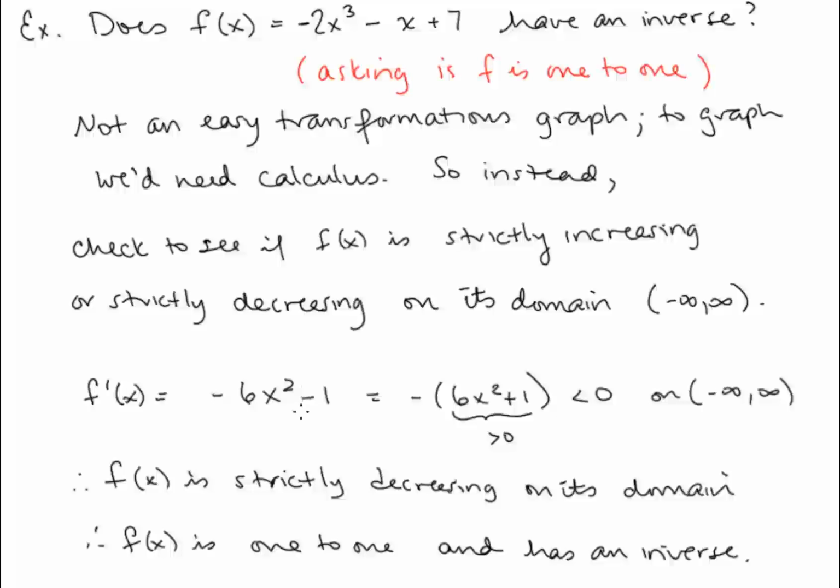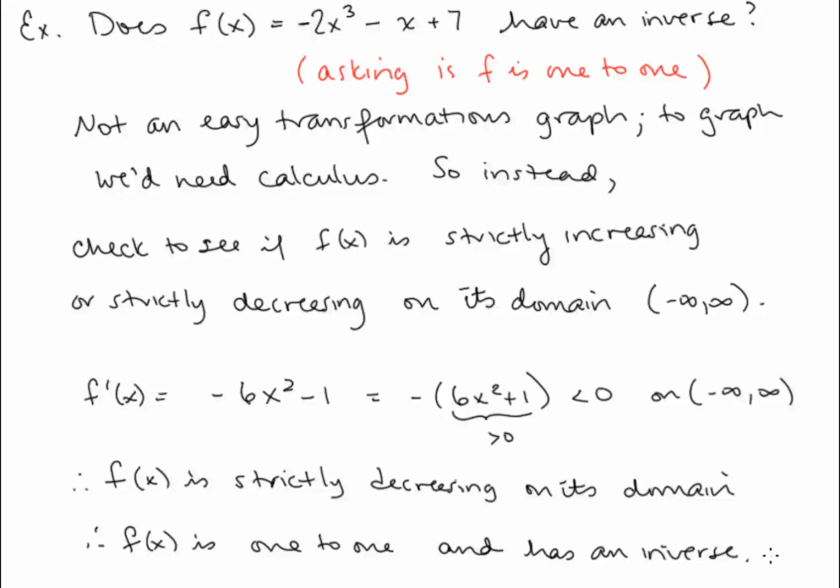That's negative 6x squared minus 1. By factoring out the negative, we can see that this is always going to be negative. We have 6x squared plus 1. We know that will be strictly greater than 0 for all x. And so with a negative, we've got f prime less than 0 on the entire real line. That says that f of x is strictly decreasing on its domain, and f is then one-to-one and has an inverse. So now we've answered the question. The question was, does this function have an inverse? And we found an answer, yes it does.